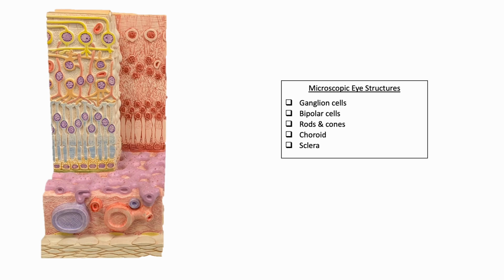And I promise this is our last model. We're almost finished. And this is looking at, if you could look at a microscopic image, but it's obviously an illustration of that image. But I want to start with, first of all, let's get our bearings. This is the sclera, that outer connective tissue layer. And then we can see blood vessels in this layer, so this must be the choroid, because that's where our blood vessels are going to be found. And then we have our area that's the retina.